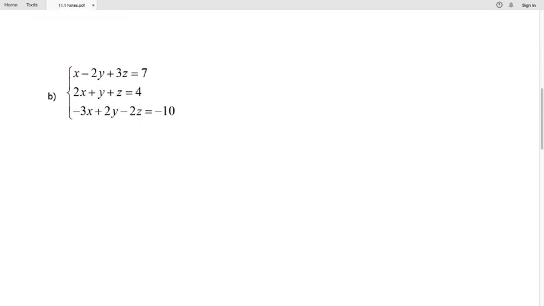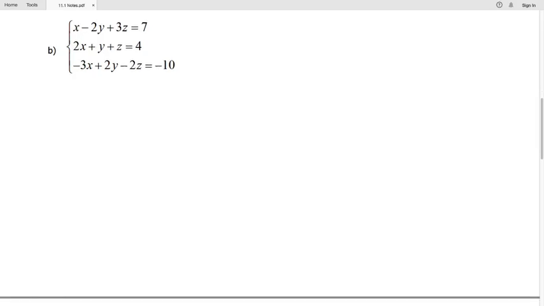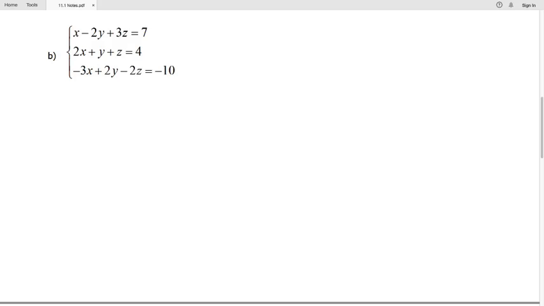Next up, a system of equations with 3 variables. These get a little bit trickier. They just become a little bit longer. Unfortunately, matrices are going to help us keep everything a little bit more organized when we're looking at systems of equations with 3 variables, but they're still a little bit long.